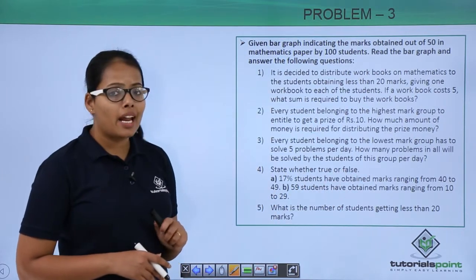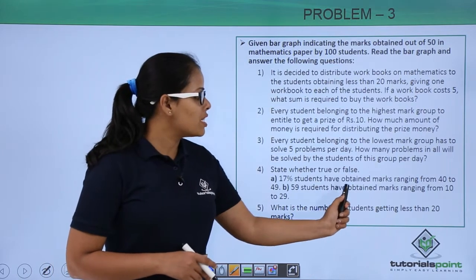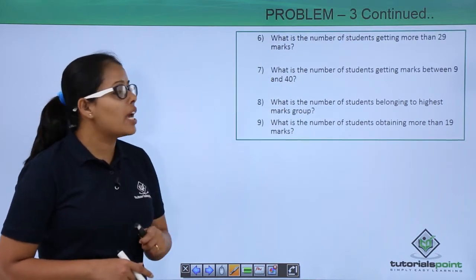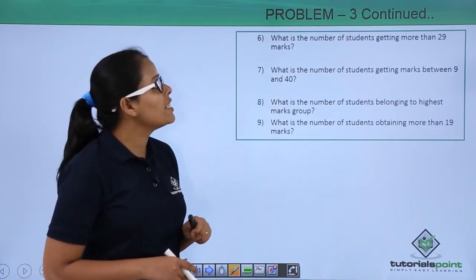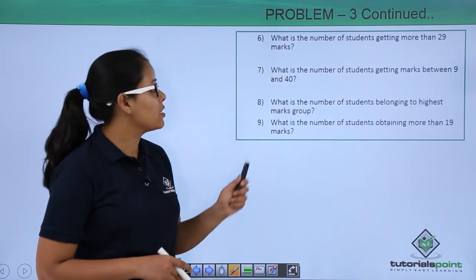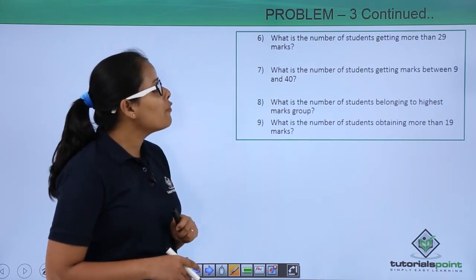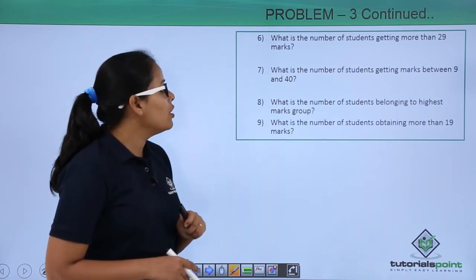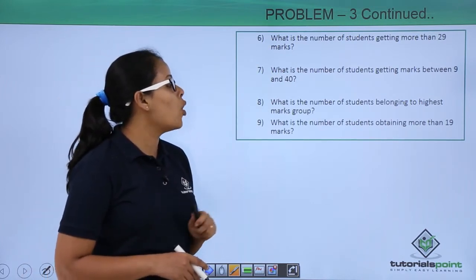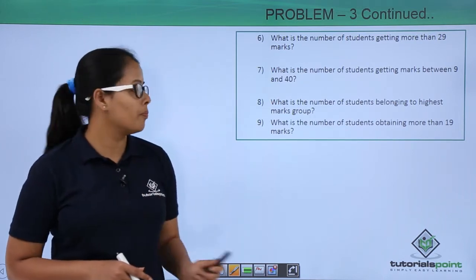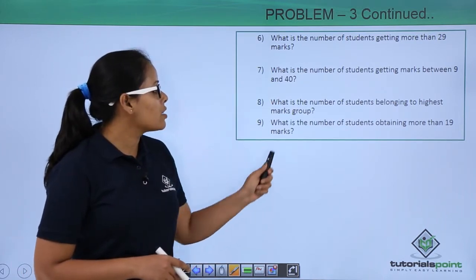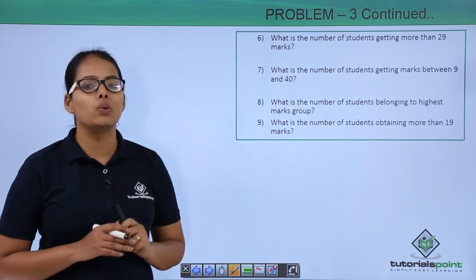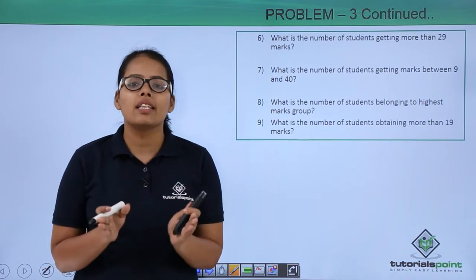In the fifth question, they are asking what is the number of students getting less than 20 marks. In the sixth question, they are asking what is the number of students getting more than 29 marks. In the seventh question, what is the number of students getting marks between 9 and 14. In the 8th question, they are asking what is the number of students belonging to the highest marks group. Here in the 9th question, they are asking what is the number of students obtaining more than 19 marks. You can easily do this by analyzing the bar graph.